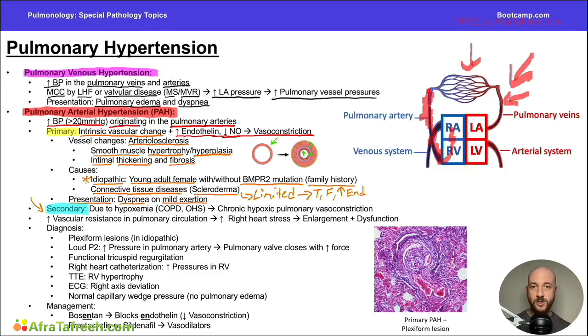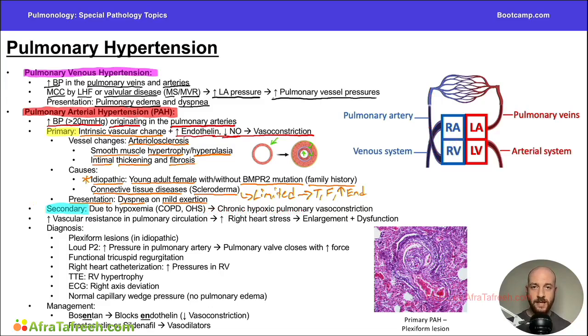And then they're going to ask you, what's occurring in the pulmonary vasculature? And so now you're going to start to think about things like smooth muscle hypertrophy or hyperplasia, or intimal fibrosis. Or they might ask you about what's occurring with the vasomediators, in which case, then you would start saying increased endothelin and decreased nitrous oxide.